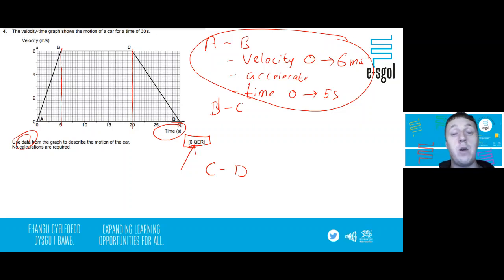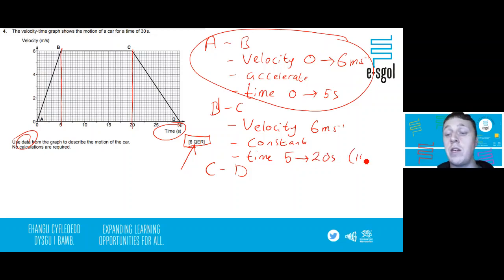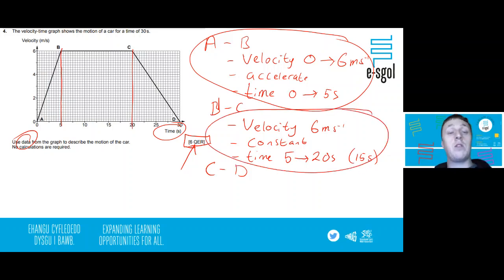B to C, we see that the velocity remains constant at 6 meters per second. So the word constant would be a key word here, a constant velocity, and the time in this section is from 5 to 20 seconds, which is a period of 15 seconds. So again, we can use this information to write a structured paragraph to help structure a good answer for the full marks.